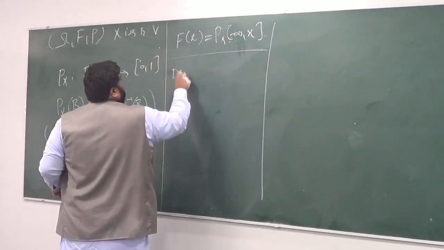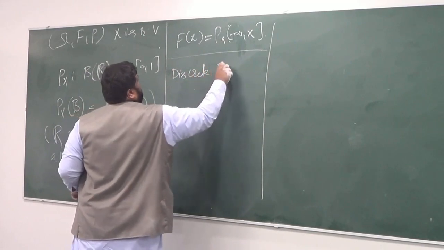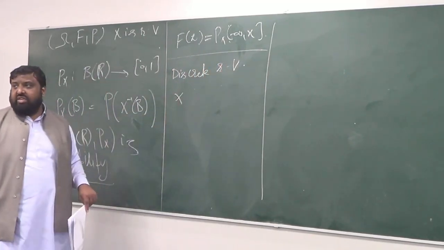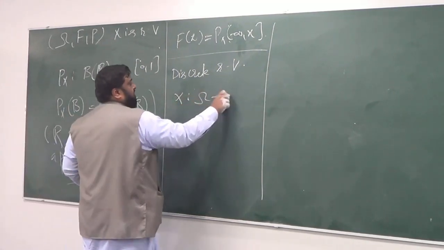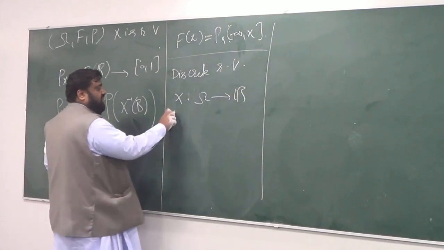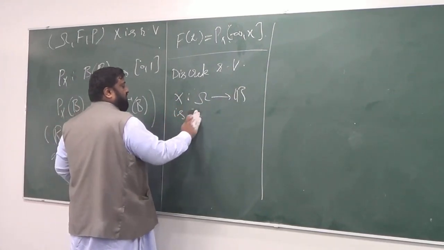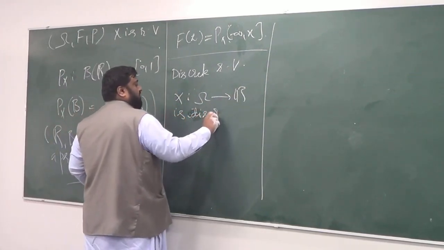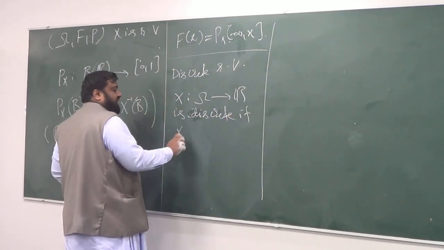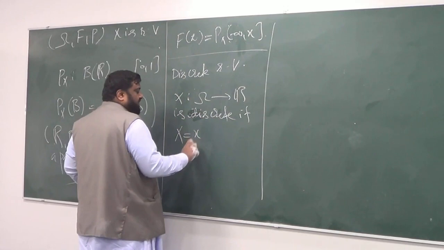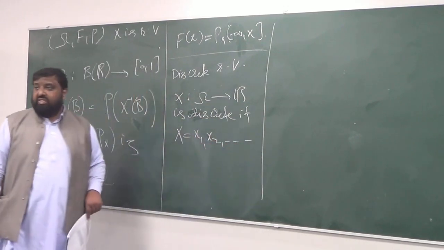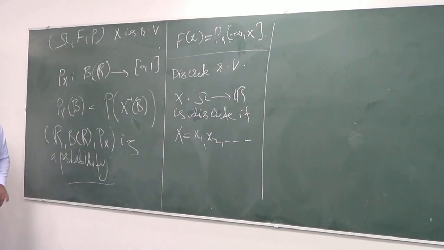What's a discrete random variable? We say that a measurable map X from omega into R is discrete if X takes some discrete values.